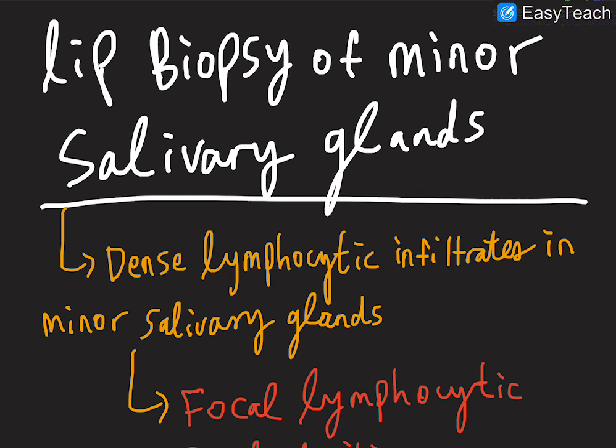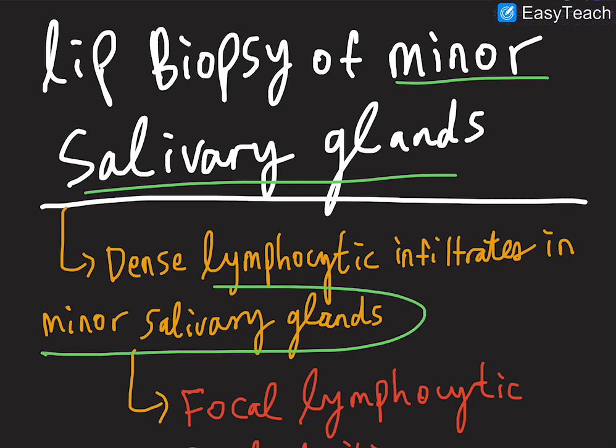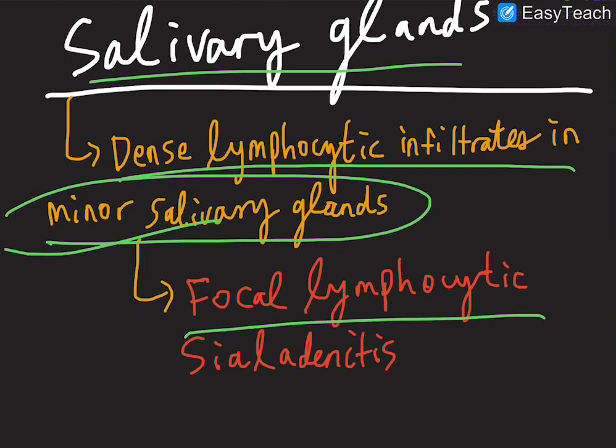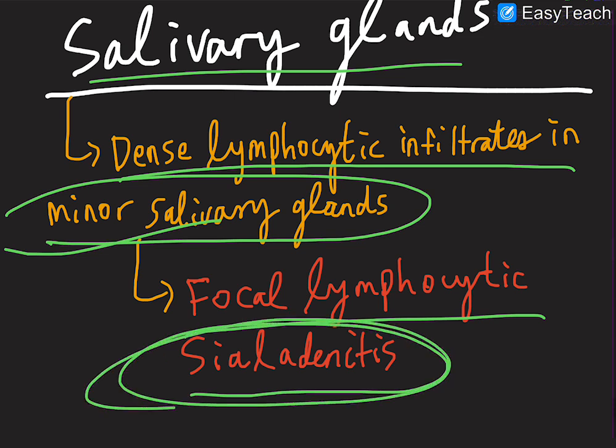And last but not least, let's talk about a certain finding that you can see if you do a lip biopsy of your minor salivary glands, because remember your minor salivary glands are present in your lips too. If you do a biopsy, you can find dense lymphocytic infiltrates in your minor salivary glands, and this finding of dense lymphocytic infiltrates is called focal lymphocytic sialadenitis, inflammation of your minor salivary glands due to lymphocytic infiltrates.